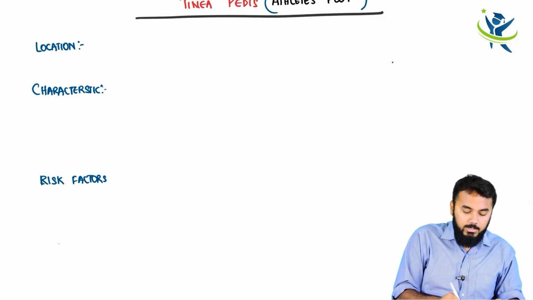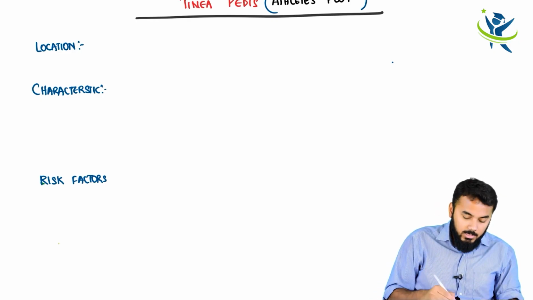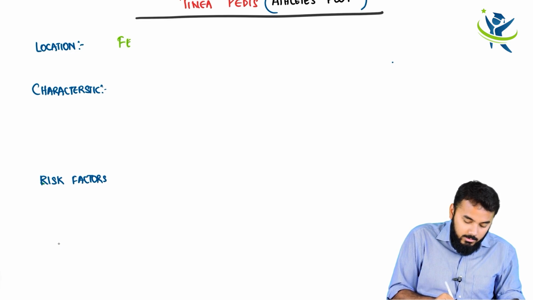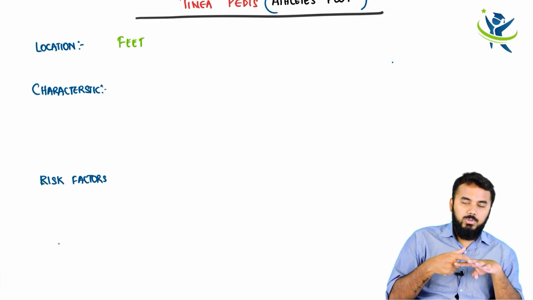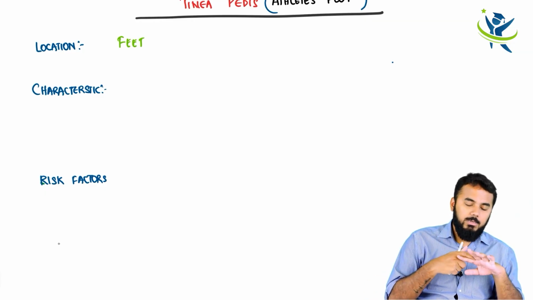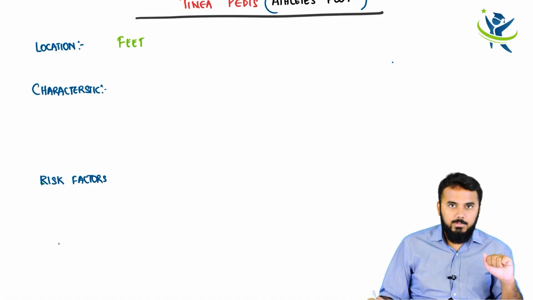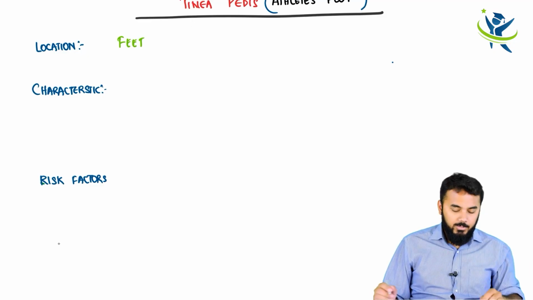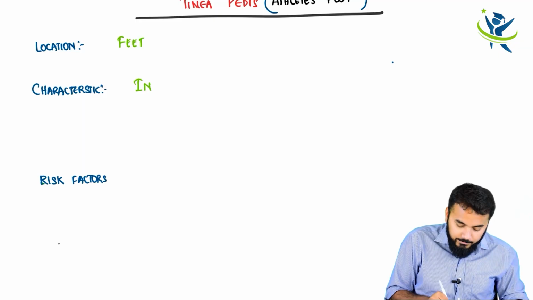So regarding the location, where is it most commonly present? Most commonly it is located in the feet. What is the characteristic type of the lesion? Either the lesion is present in between two fingers, or toes, in the foot region, or it is present on the plantar surface. On the foot region it is present in between the digits, that is interdigital.